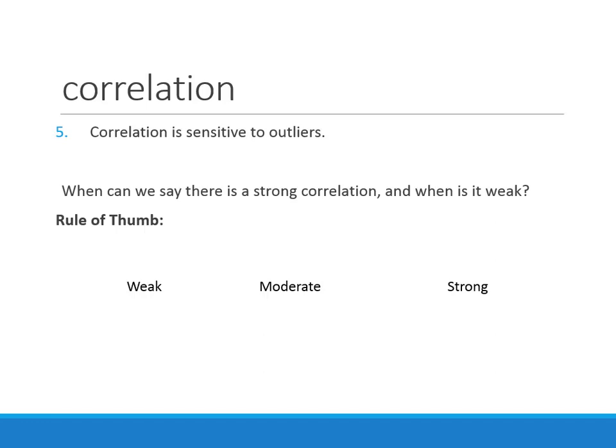Okay, and to finish things up here, note that correlation is very sensitive to outliers. That's one reason we look at a scatter plot, to see if there are any outliers. If you have anything crazy going on there, that can really influence your correlation.